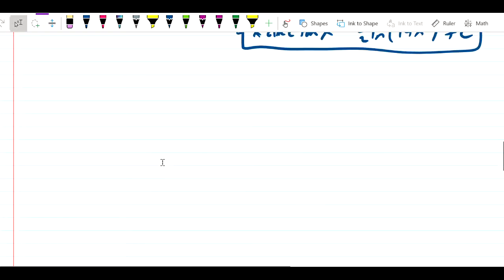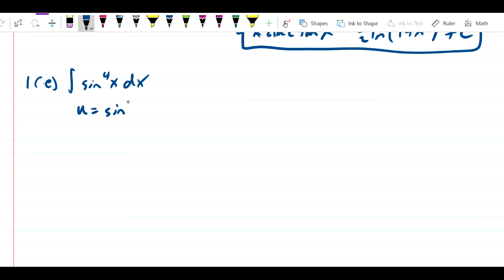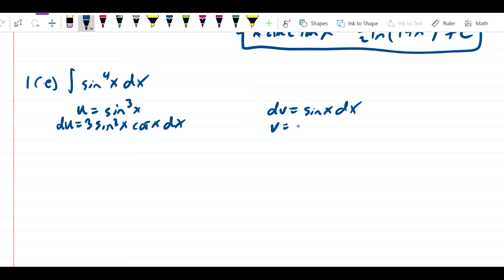confused about. 1e. This was the integral of sine to the fourth x dx. So the way that you do this is we're going to let u equal sine cubed of x and dv, or sorry, not dx, there's no dx there, dv equals sine x dx. So du is equal to 3 sine squared x cosine x dx, and v equals negative cosine x.